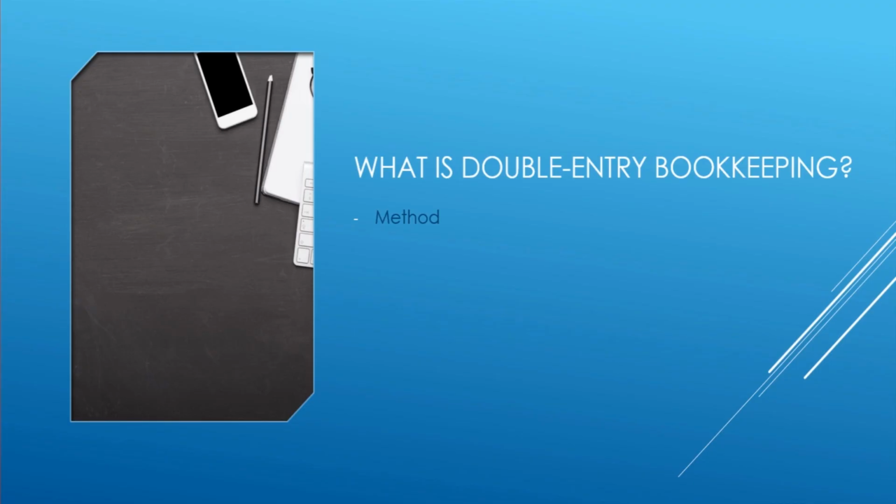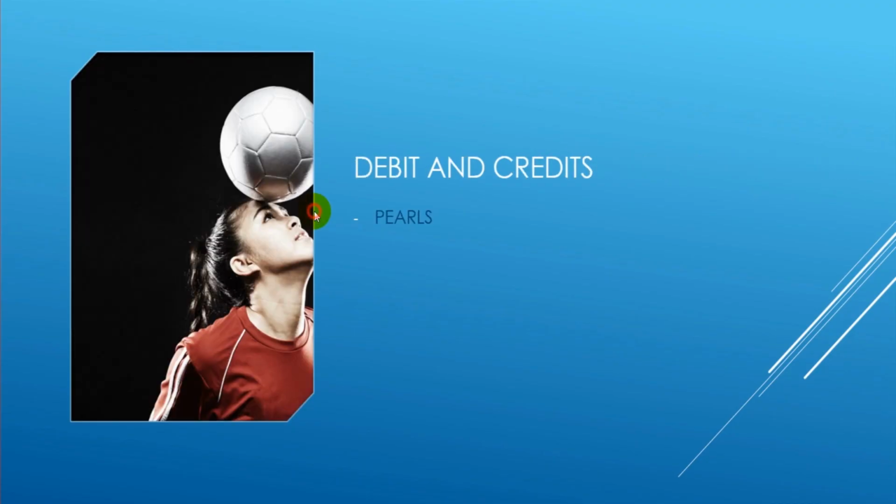Double entry bookkeeping is simply a bookkeeping method, an accounting method to record the financial transactions of an entity. And as the name suggests, there is a double entry that takes place. So every single financial transaction that happens within an entity has to be recorded. And with double entry bookkeeping, we enter 2 recordings for every single transaction, and that is a debit and a credit.